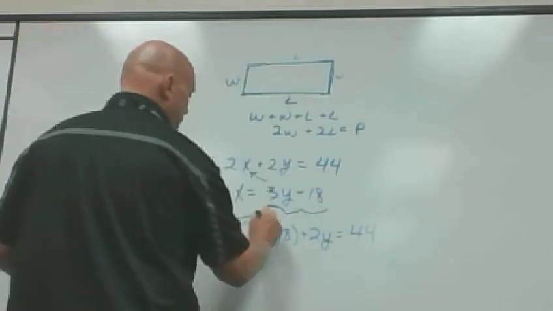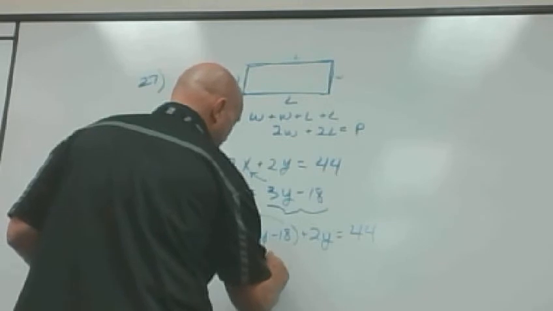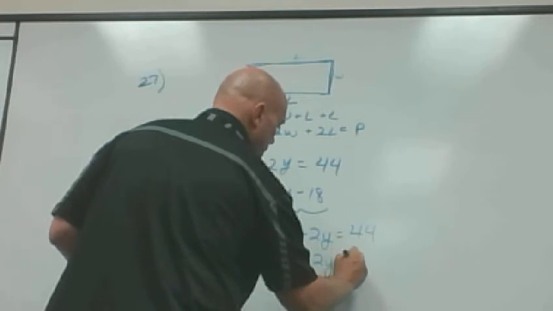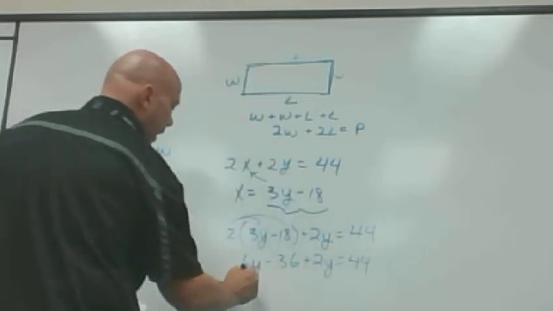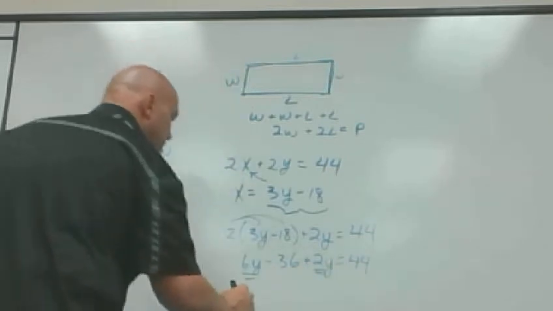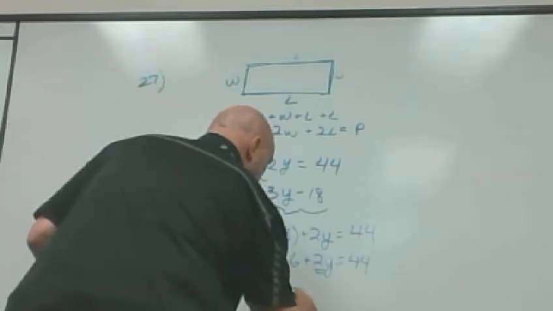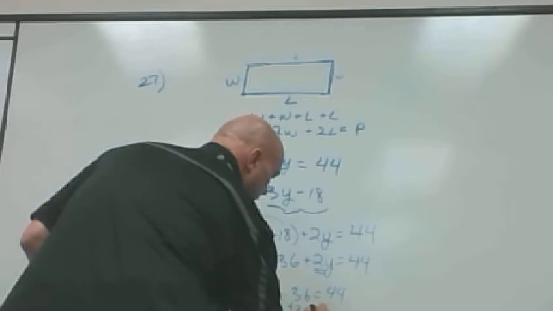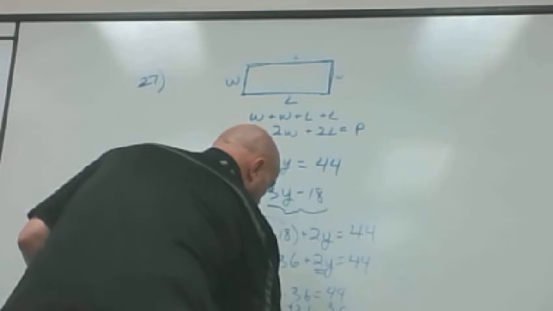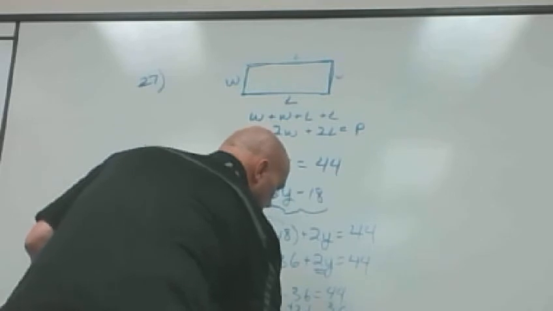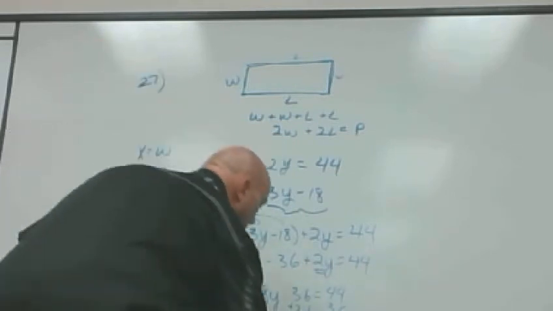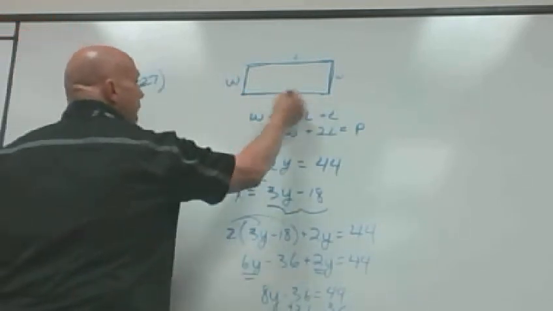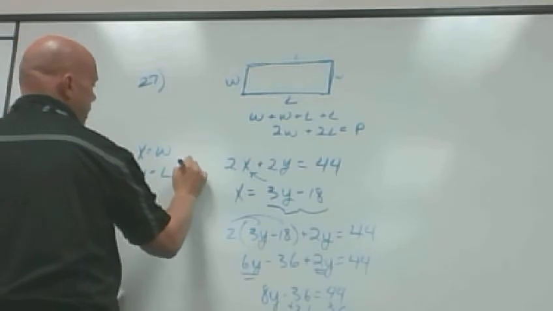So I distribute the 2. Now I have 6y minus 36 plus 2y equals 44. I'm going to combine my like terms, which are the ones that have a y in them. So now I have 8y minus 36 equals 44. I'm going to add 36 to both sides. 8y equals 80. Dividing both sides by 8, I get y is equal to 10. So then I know that the length of one side of my rectangular yard is 10 feet.